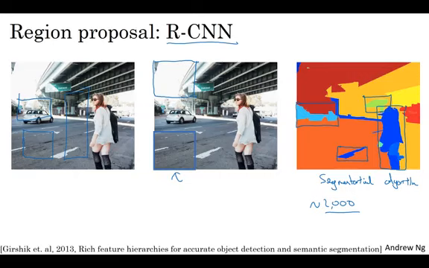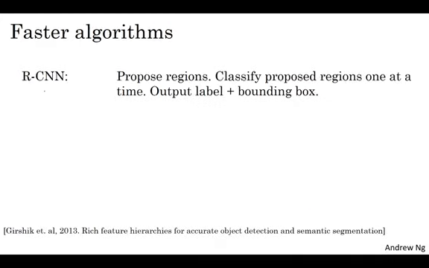Now, it turns out the R-CNN algorithm is still quite slow. So there's been a line of work to explore how to speed up this algorithm. So the basic R-CNN algorithm would propose regions using some algorithm and then classify the proposed regions one at a time. And for each of the regions, it will output the label. So is there a car? Is there a pedestrian? Is there a motorcycle there? And it'll also output a bounding box.